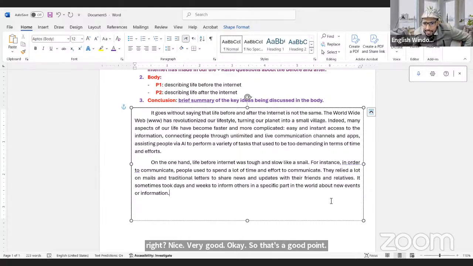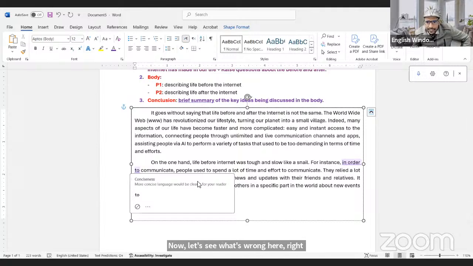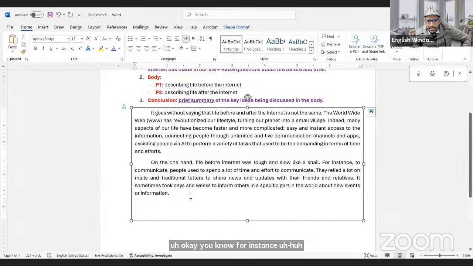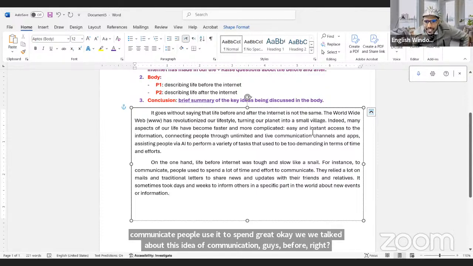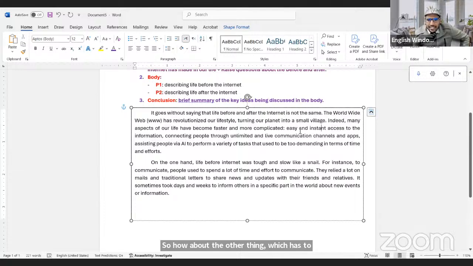Now let's see what's wrong here. For instance, to communicate, people use it to spend. We talked about this idea of communication before. So how about the other thing, which has to do with access to the information? Let's talk about the slow access to the information too.